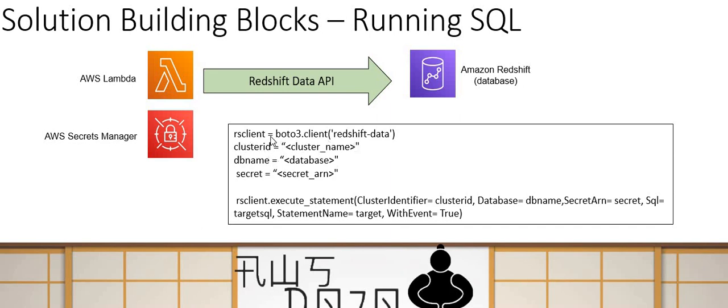For instance, I'm using Python as an example here. I'm creating a Boto3 client in Python for Redshift data. Then I'm providing my cluster name as a parameter, database name as a parameter, and I'm also providing my Secrets Manager secret's ARN so that the Lambda function can simply use this ARN to fetch the login and password for the Amazon Redshift cluster. And then I'm simply calling the Redshift data client's execute_statement, and we pass the cluster ID, database name, secret ARN, and SQL statement.